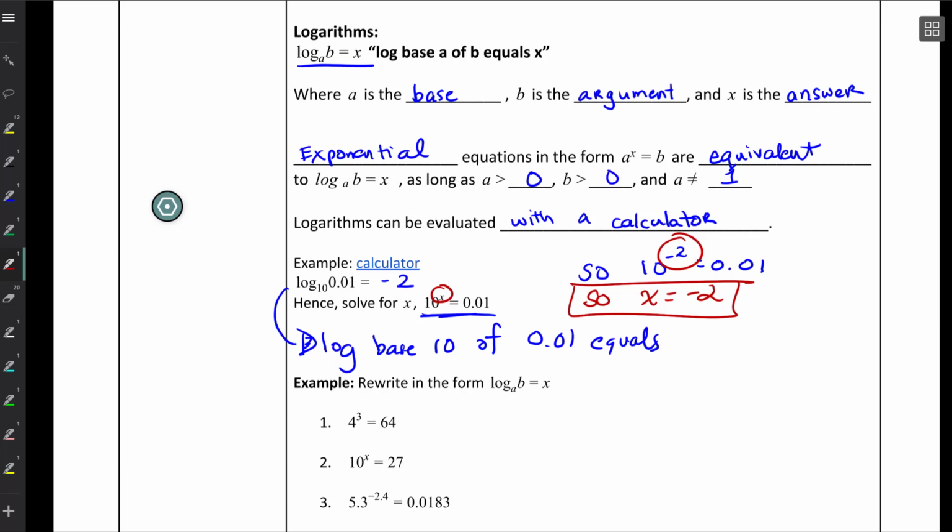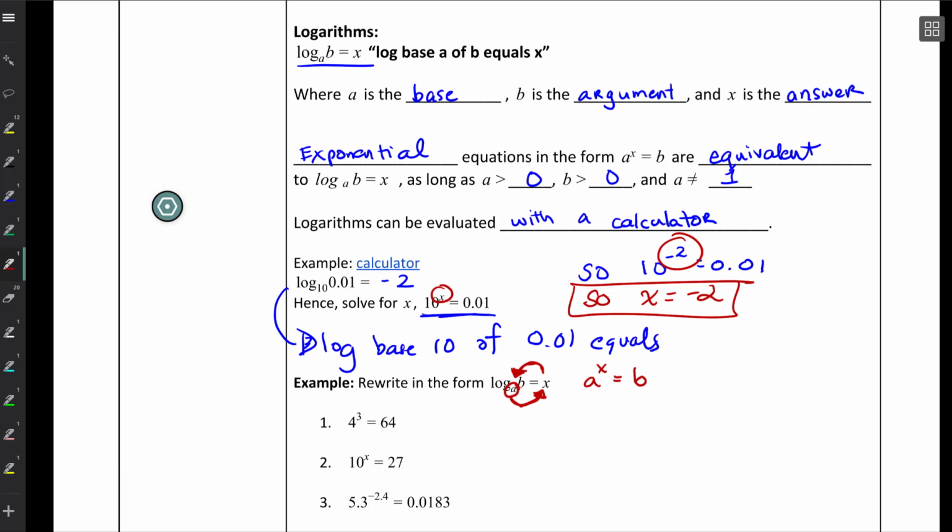We want to rewrite in the form of a logarithmic expression, log base a of b equals x. Well, if this is log base a of b equals x, remember x is going to be the exponent. So a to the x equals b. And actually circling my base, drawing this arrow to the x, and then drawing this other circular arrow to the b is what helps me answer this question.